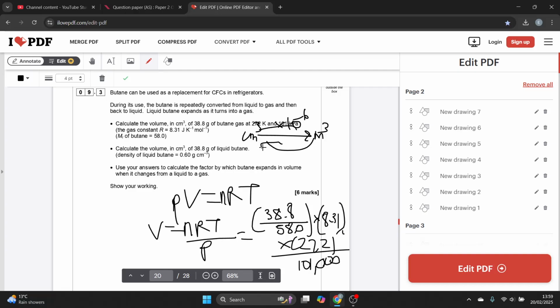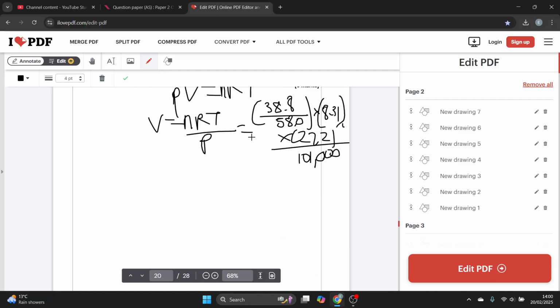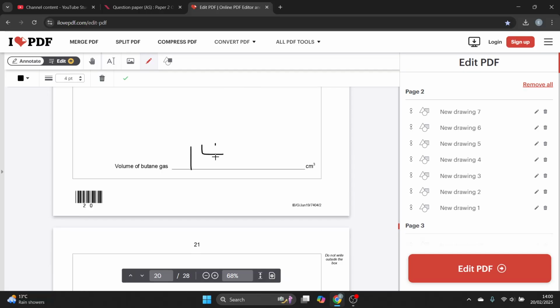So let's find out the volume first. 38.8 divided by 58.0, times 8.31, times 272 Kelvin over 101,000 pascals. That will give me the volume in meters cubed. Then I'll times by a million to convert to centimeters cubed, and I get 14,971.